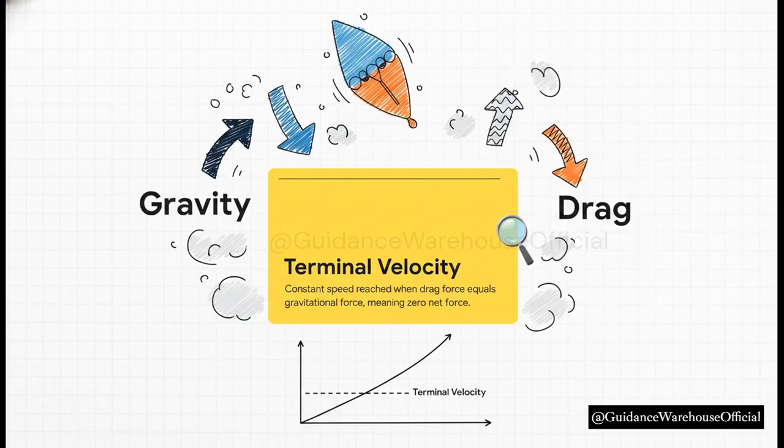At that precise moment, the net force drops to 0. And based on Newton's second law, 0 net force means 0 acceleration. The object completely stops speeding up and just falls at a constant maximum speed. That right there is terminal velocity.